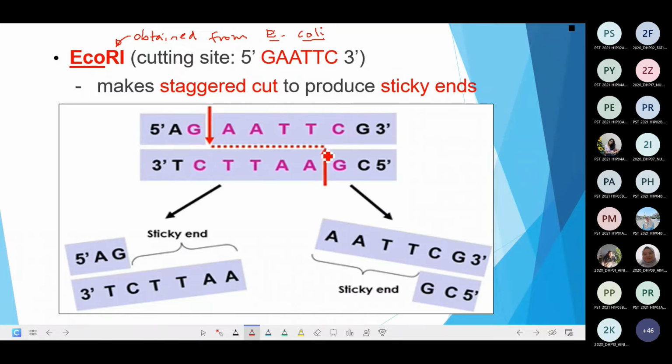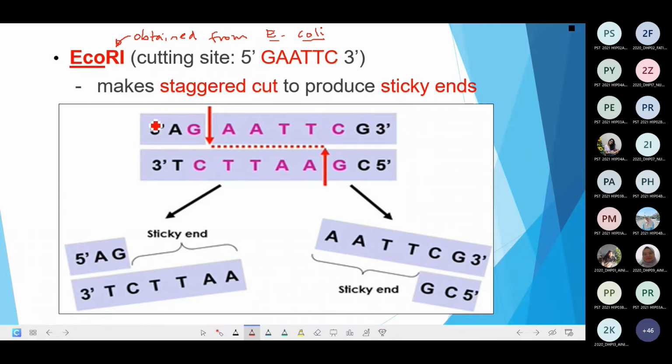Okay, and as a result, when the phosphodiester bond over here is destroyed, the same goes for this phosphodiester bond over here. This will separate the DNA molecule to become like this.